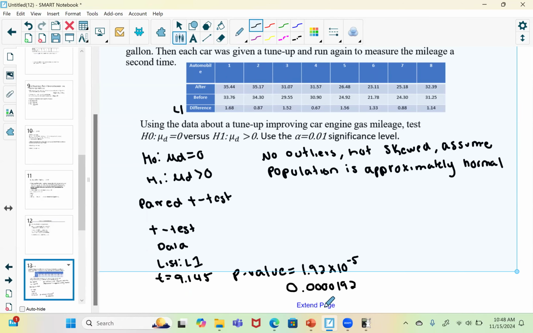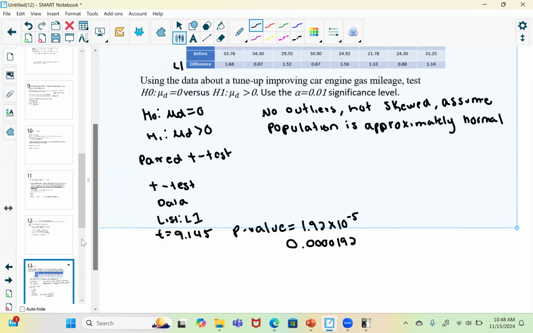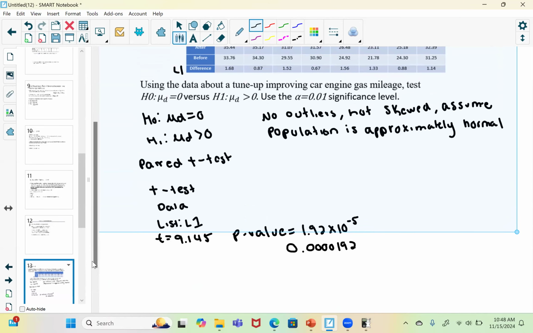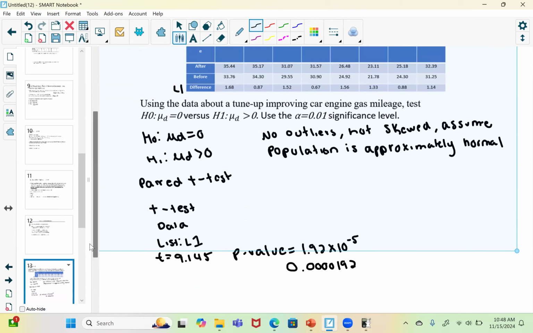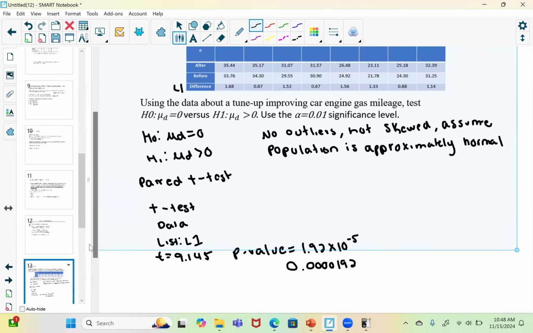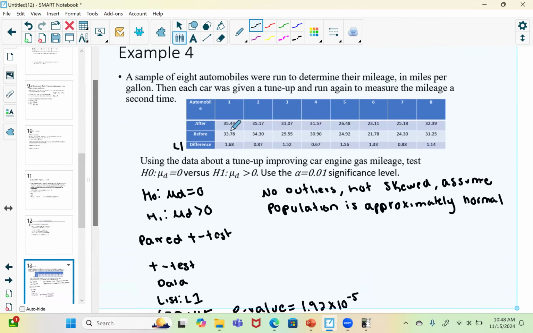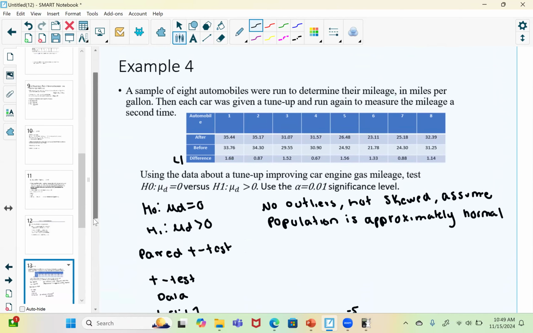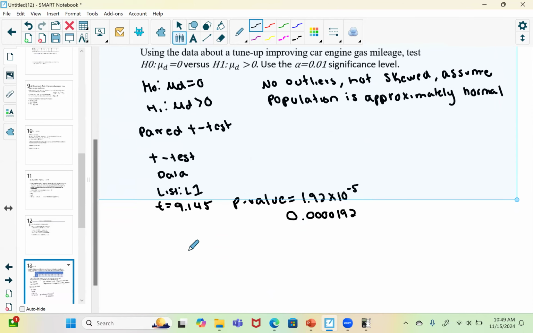Okay. So then we do the same process from here on. So it says, using the data about tune-up, improving car mileage, check if this is true. If the difference between these two, before and after, is greater than 0. And so we're looking at the p-value is less than alpha. And so we would reject the null.